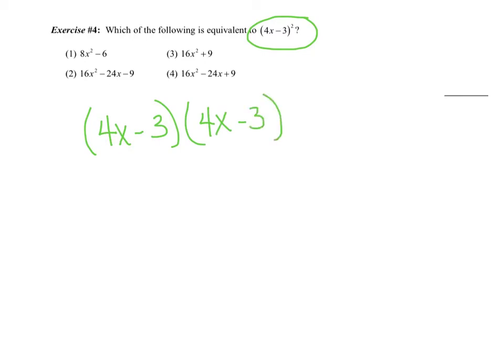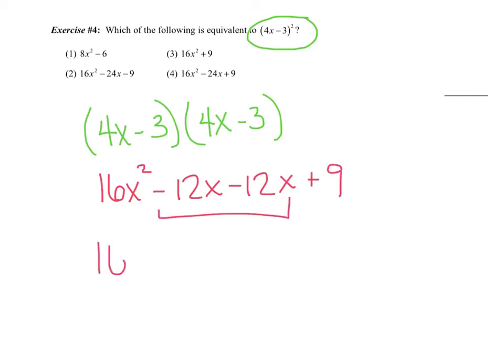And carefully FOIL. So I've got 16x squared minus 12x minus 12x plus 9. Remember, those like terms can go together. So I've got 16x squared minus 24x plus 9. I'm going with option 4.